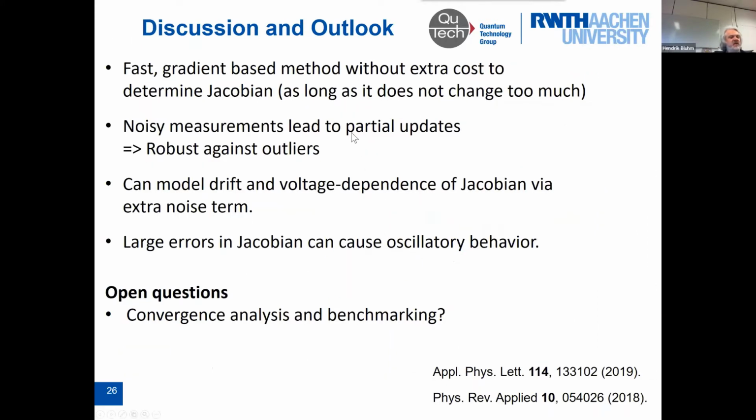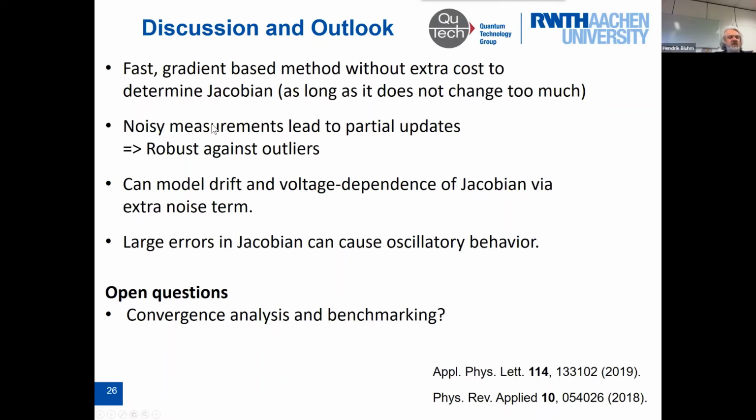A few comments here, to maybe trigger some thinking about algorithms and procedures more than the device physics, which I think is of more interest in this community. What I think is nice is that one has a fast gradient-based method that uses the advantage of gradients without real extra cost to determine the Jacobian, which of course only works as long as it doesn't change too much from one iteration to the other.